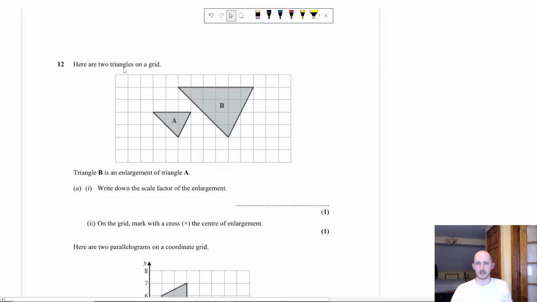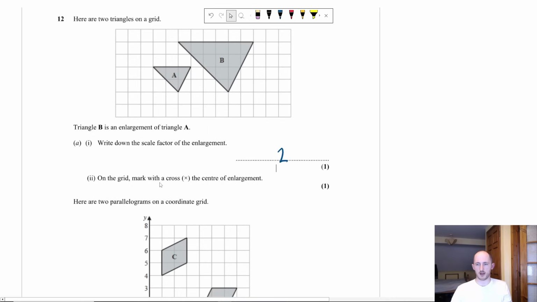Okay. Here are 2 triangles on the grid. Write down the scale factor of the enlargement. So the way I like to do this is look at the flat side. So it could either be a vertical side or a horizontal one. But you want to look for a side that's kind of along the grids, if that makes sense, like along the straight lines. So this top part here is 3, and this part here is 6. So what do I times 3 by to get to 6? I times it by 2. So the scale factor of enlargement is 2.